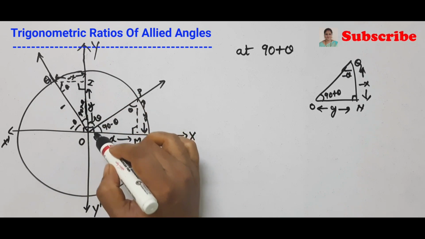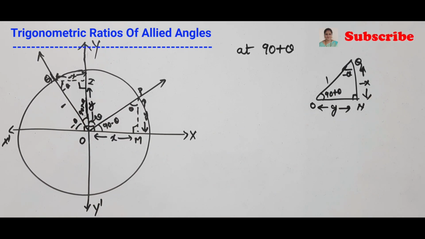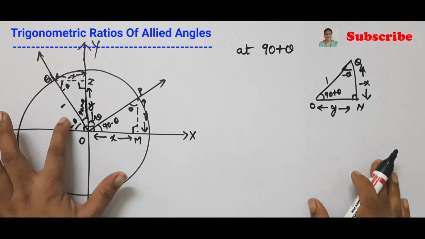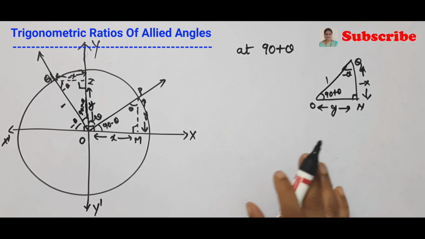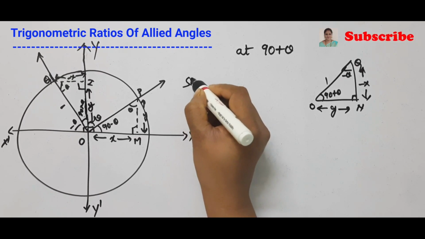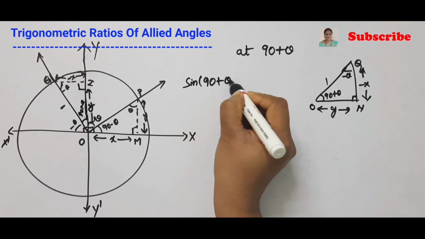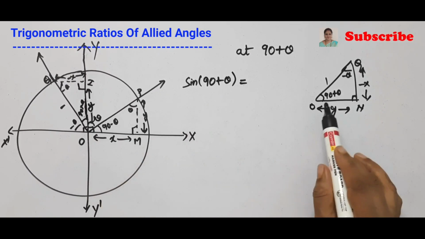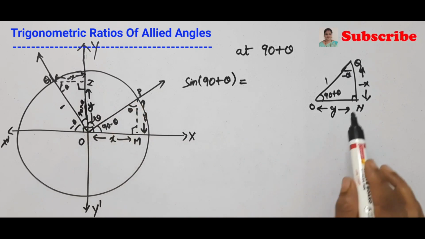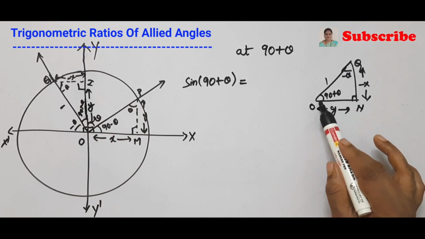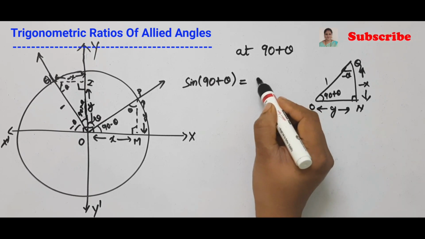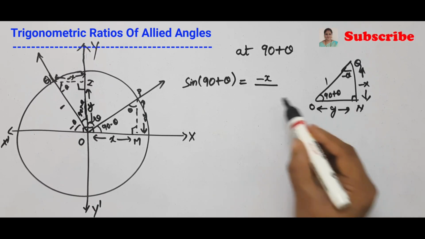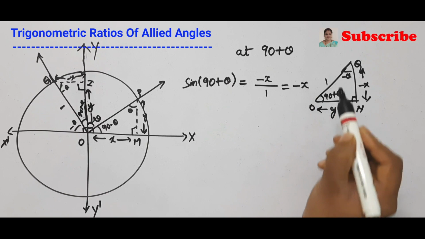The length of OQ is 1. This is the hypotenuse. So this is the triangle which we have drawn on the unit circle. Now using this triangle, let us write down the trigonometric ratios. First let us write sin(90 + θ). Sin(90 + θ) is equal to the side opposite to 90 + θ, which is QN, whose length is -x. So this is -x by hypotenuse 1, which is equal to -x.